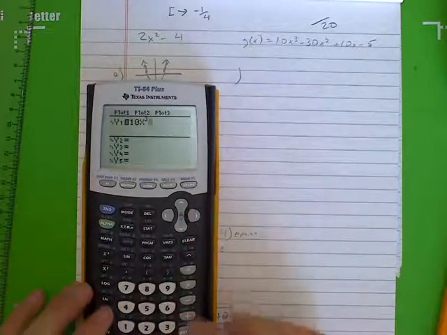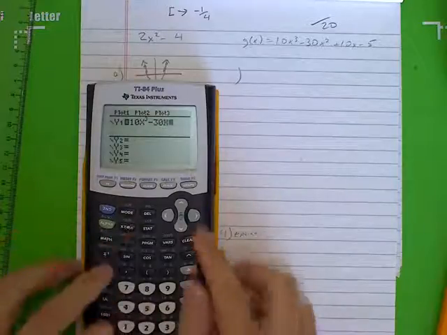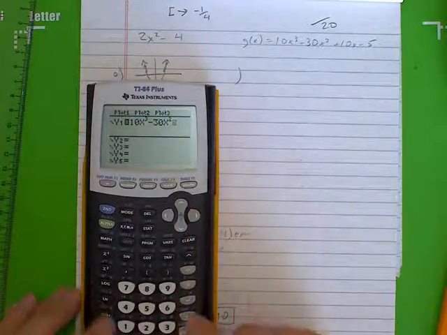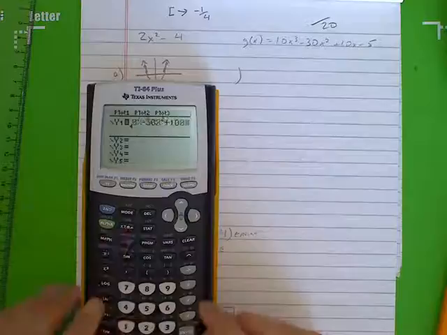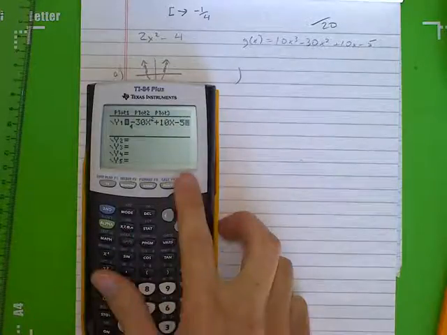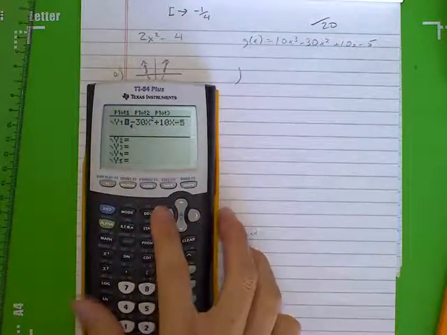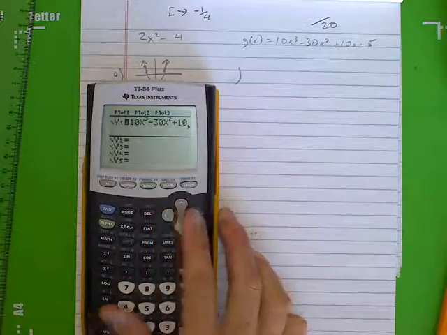So 10x cubed minus 30x squared plus 10x. It's important here that you actually type the equation in correctly, or else it's going to make it hard to answer all the rest of these questions.